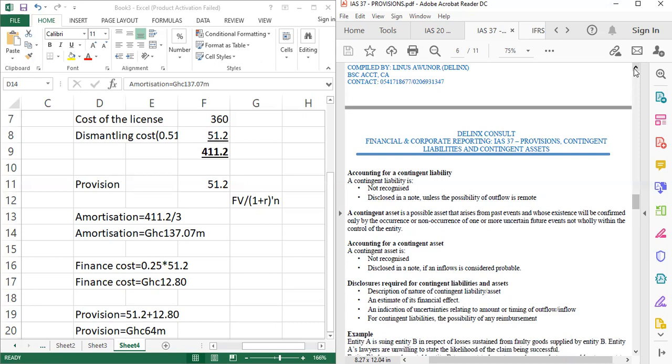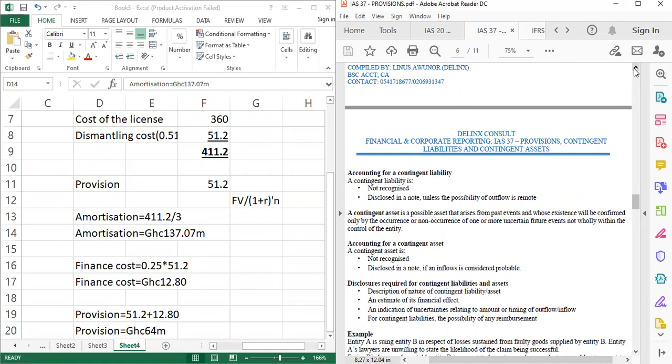But if there is a court case and your lawyers are telling you that there is 80% that the case is going to go against you, or you will not win the case, it means that you have already lost the case, isn't it? So if the lawyer is saying that you are going to lose the case and you're going to pay 80 million, it means that you have already lost the case and you're going to pay the 80 million, so you can make provision. So if you come to contingent liability, we base our provisions on the estimate of the lawyer. We base our provision on the estimate of the lawyer.